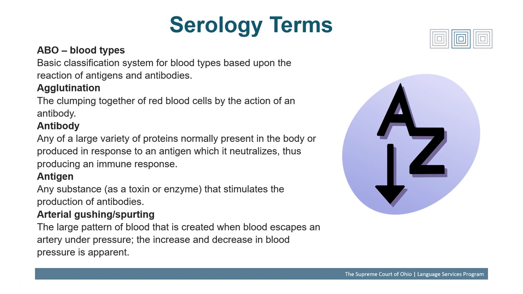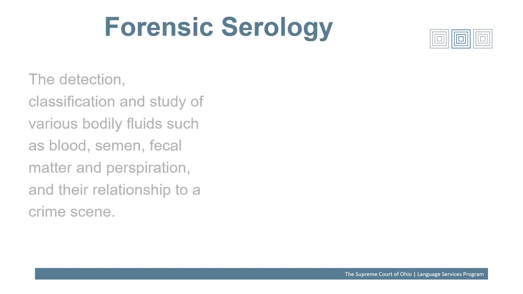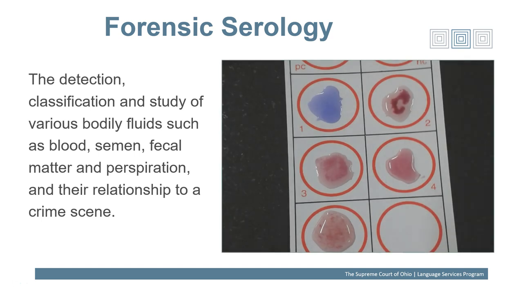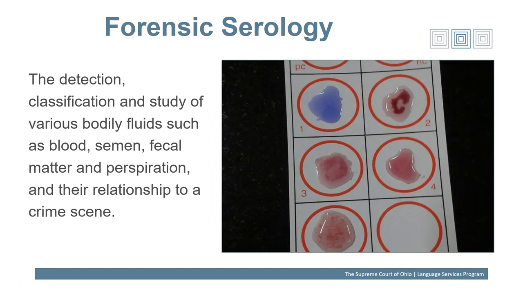If you were wondering why, as interpreters, you needed to know about serology, it is because of its link to forensic serology. Forensic serology is the detection, classification, and study of various bodily fluids such as blood, semen, fecal matter, and perspiration, and their relationship to a crime scene.